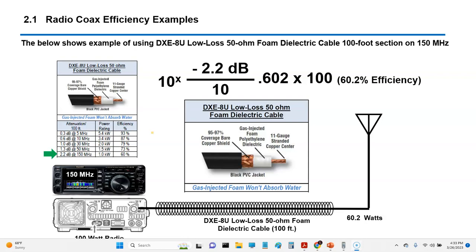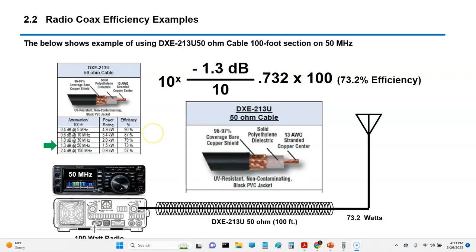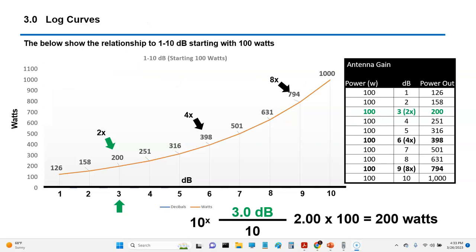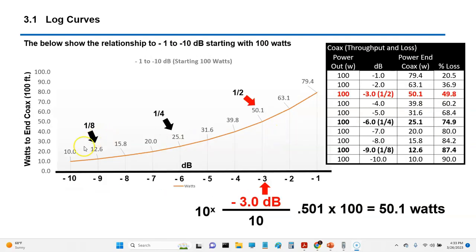All right, let's do this. That pretty much wraps it up. This is the log curve I wanted to show you real quick. This is logs going up. 3 dB has a 2 times factor, 6 dB has 4, 9 dB has 8. This is the logs going down. Minus 3 dB is a half, minus 6 dB is a quarter, and minus 9 dB is an eighth.